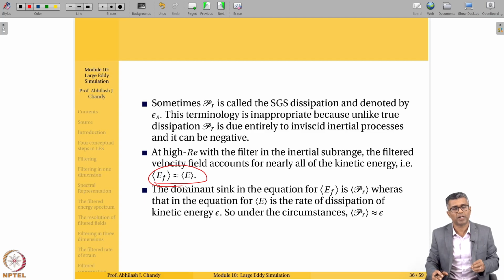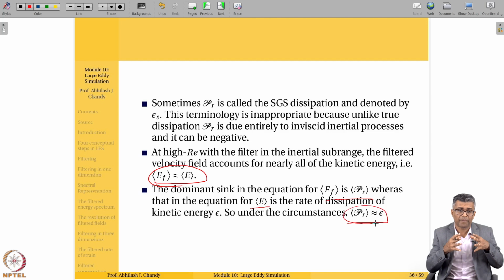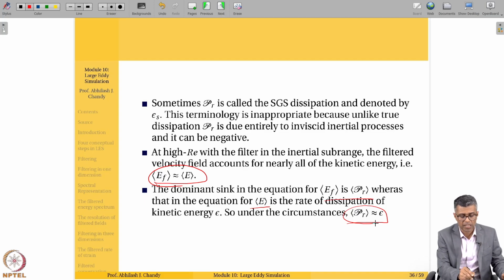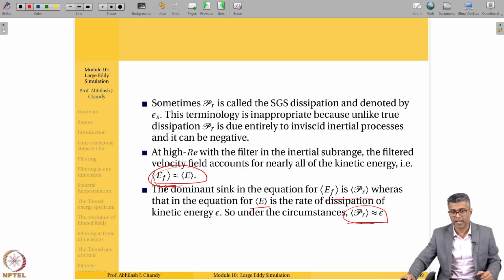So then the dominant sink in the equation for EF is PR, whereas that in the equation for E is the rate of dissipation of kinetic energy, epsilon. So by that token, this PR is going to be equal to epsilon. Follow me? Because what we are saying is the filtered velocity field pretty much accounts for most of the kinetic energy. We had some number about 80 to 85%. So that means EF is equal to E, right?